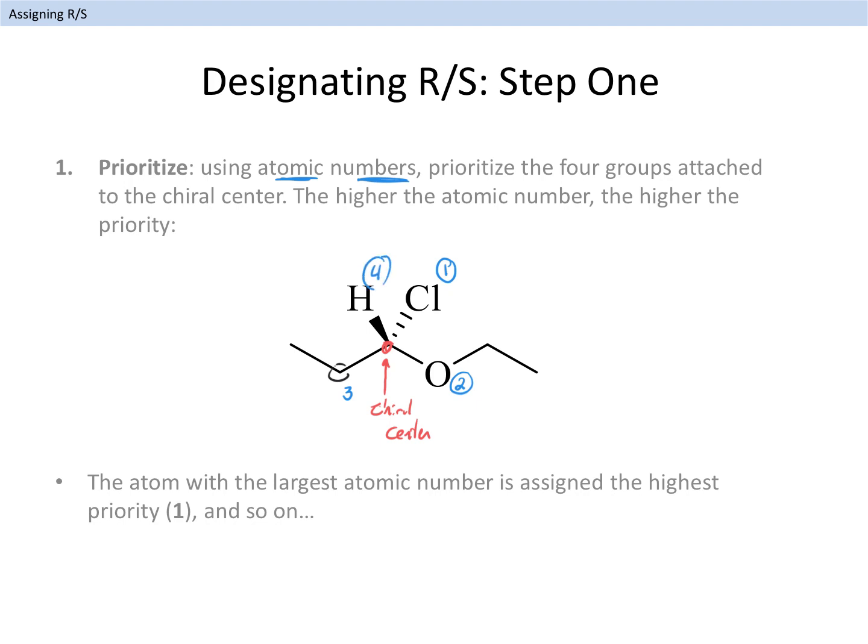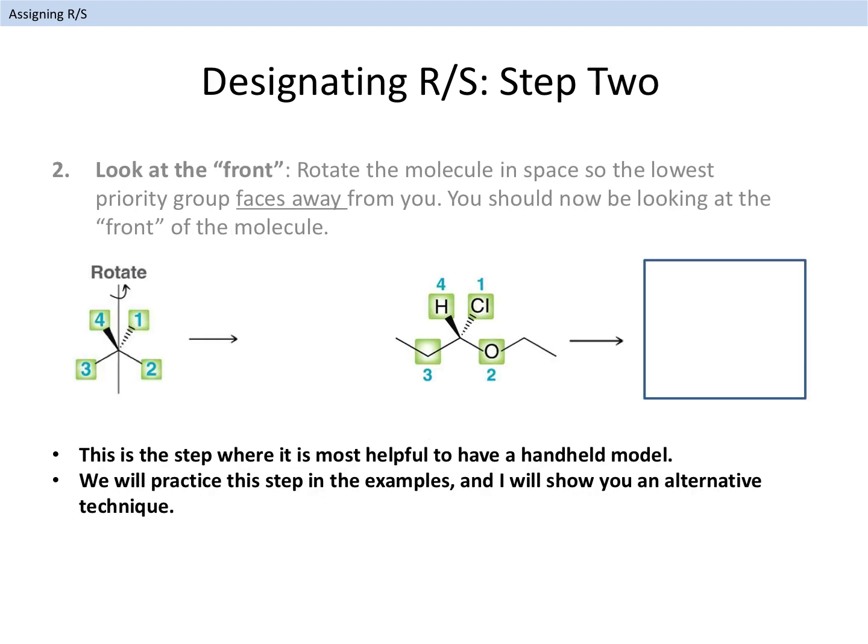With these priorities established, we are ready to move on to Step 2, where we will look at the molecule from a specific orientation to determine the R or S configuration based on these priorities. Now that we have prioritized the groups attached to the chiral center, let's move on to Step 2, looking at the front of the molecule.